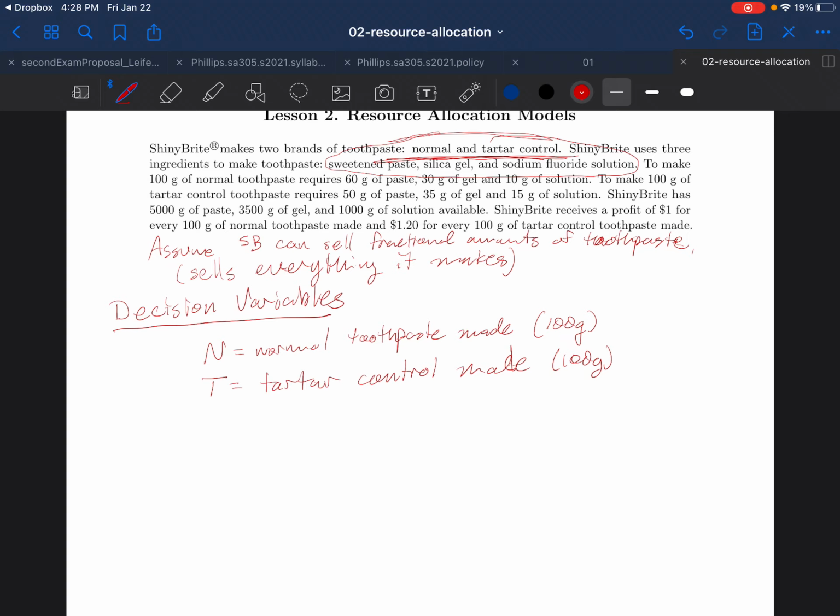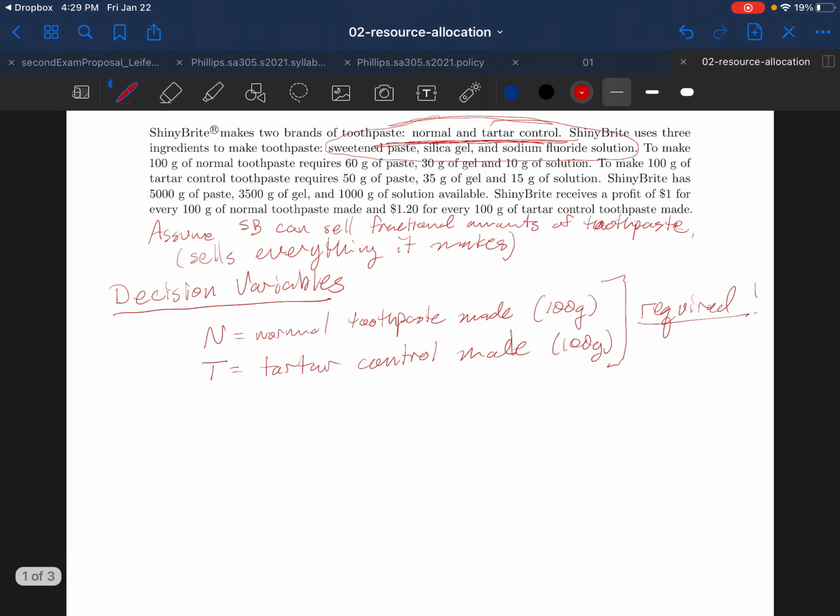Now, it is required in models in this class for you to write out and describe what decision variables are used. This is required. Okay, so now with these decision variables, we're going to be able to write out our objective.